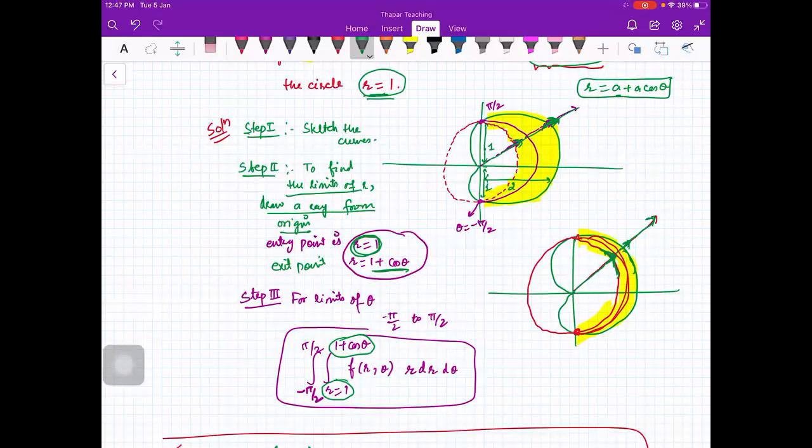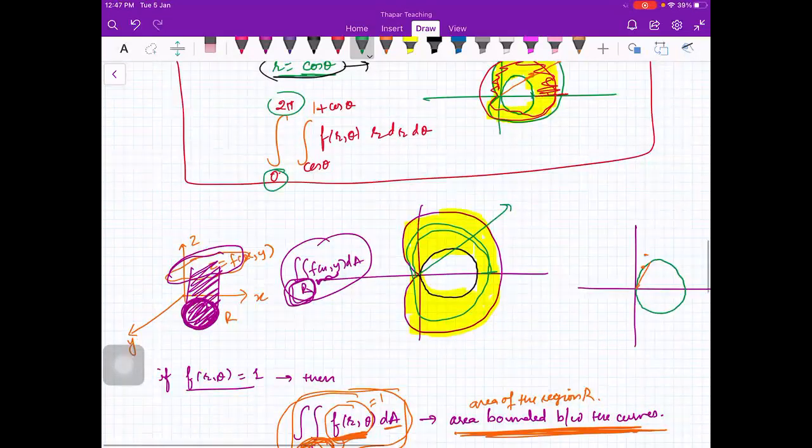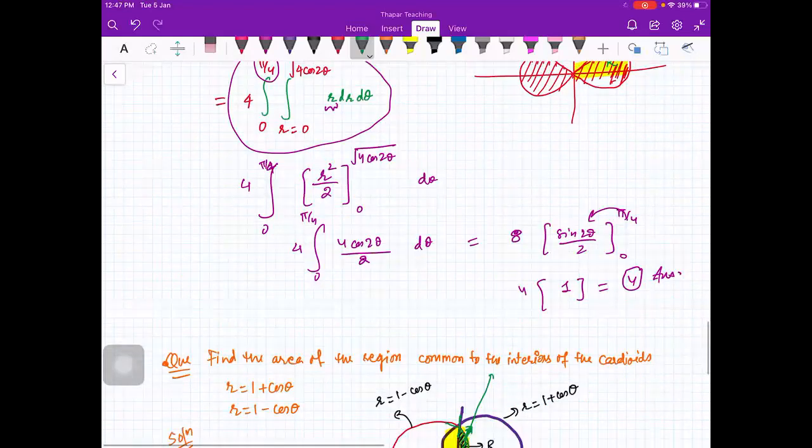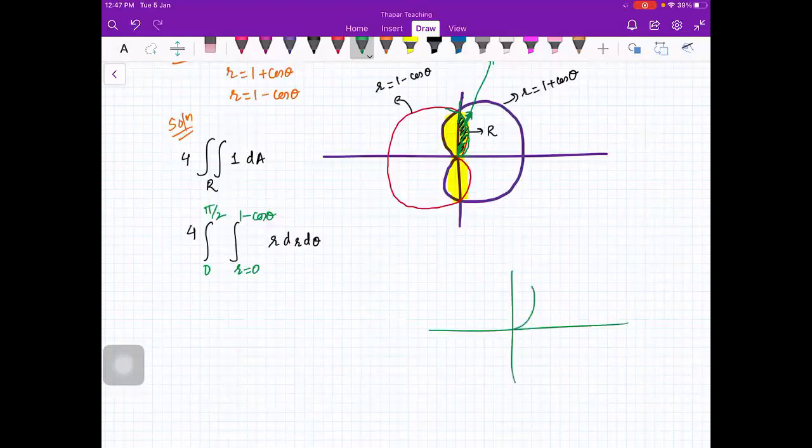So the entry point is your initial limit, the lower limit for R, and the exit point is the upper limit of integration. In this case, the moment you draw the line, you enter the region, so the entry point is R equal to 0. And the exit point is here, that is R is equal to 1 minus cos theta. Clear?